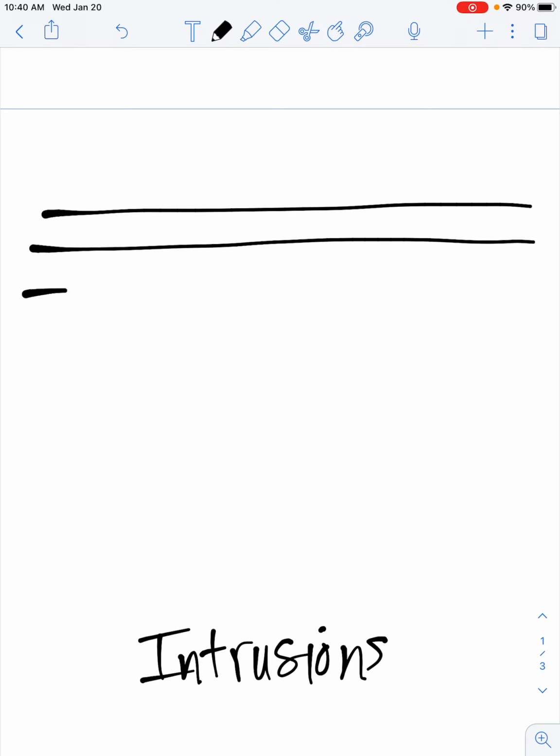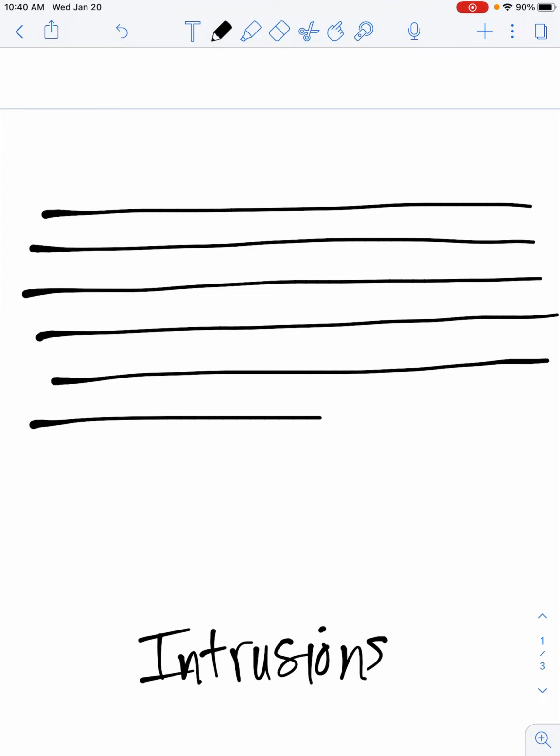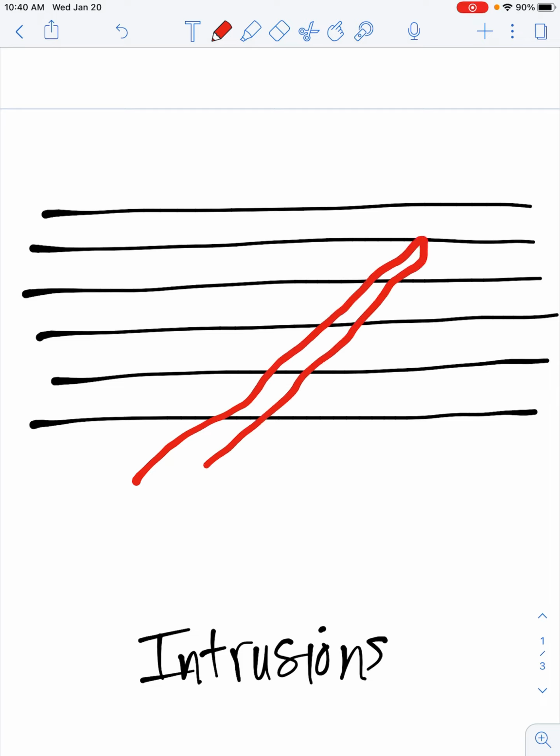So if you have an intrusion, you have your rock layers. And what happens is deep down in the earth, you get magma flowing up into these rock layers. So it would kind of be like maybe the magma would flow up through a channel and it would go through the rock layers. And that's called an intrusion. So we have faults and intrusions. And this is magma going up in.